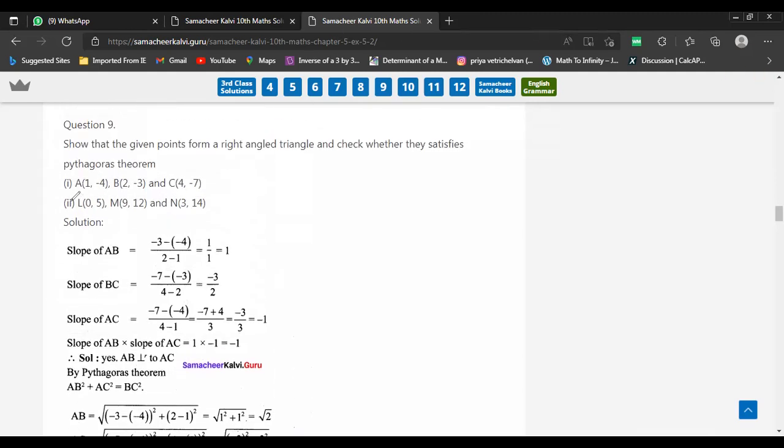The subdivision 2 also follows the same strategy. Try to solve this one. Can you jot down the question? 1 minute.